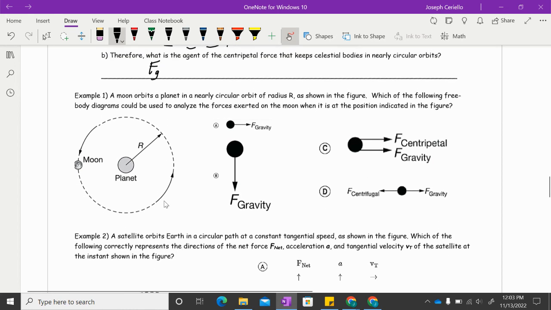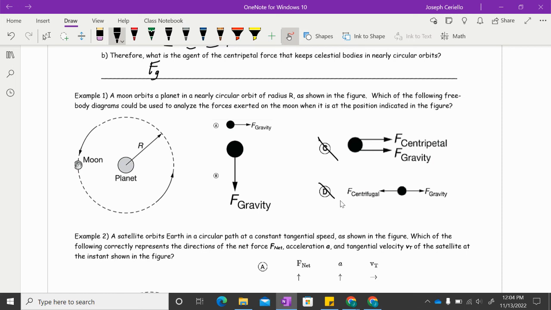So if we look at this example here, a moon orbits a planet in a nearly circular orbit of radius r, as shown in the figure. Which of the following free body diagrams could be used to analyze the forces exerted on the moon when it's at the position indicated? So you should be able to eliminate choices C and D, because centripetal force should not appear on a free body diagram. Now we have choices A and B.